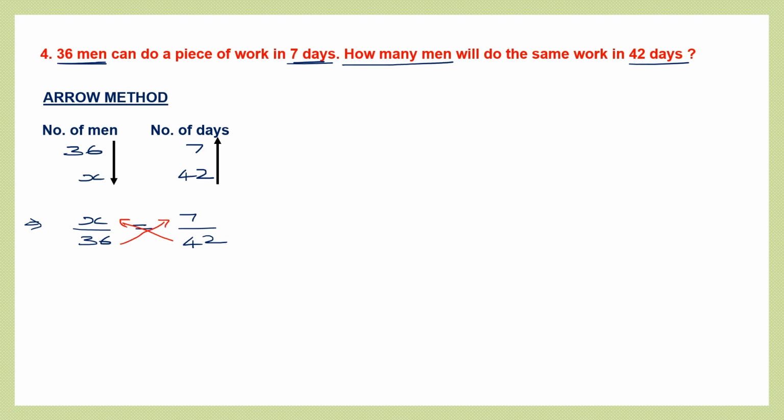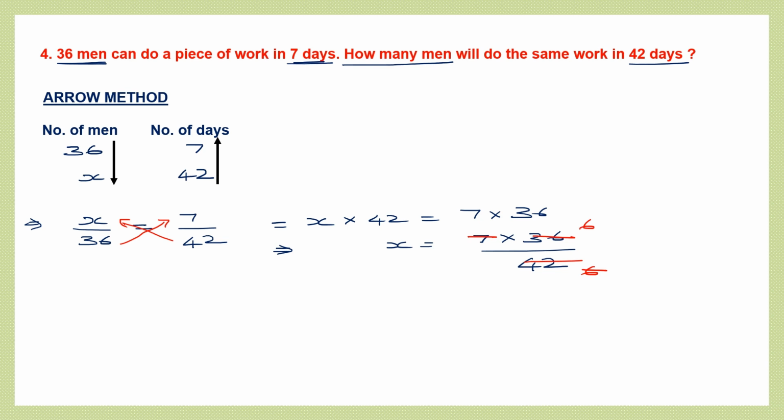So here we can say x into 42 is equal to 7 into 36. So now let's find the value of x. x is equal to 7 into 36 divided by 42. Now cancel and see what we get. 7 sixes are 42. I can again cancel, 6 sixes are 36. So x is equal to 6.